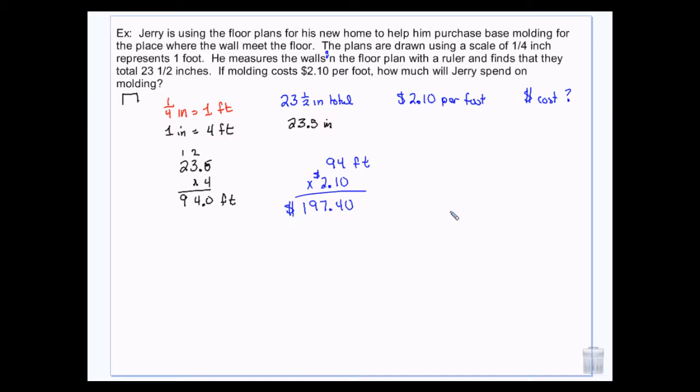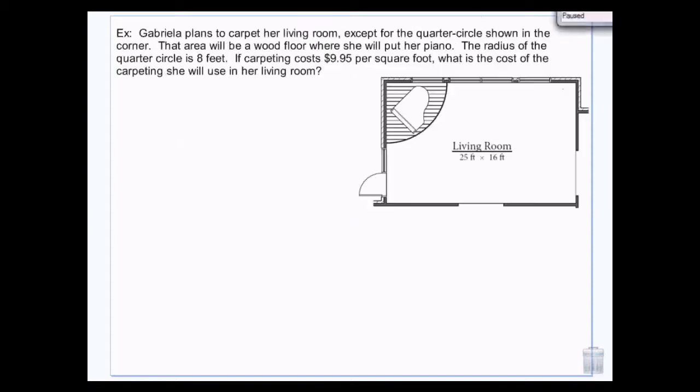And it's going to cost him $197.40, not including nails. All right, so Gabriella wants to carpet. This is all going to be carpet, except for her piano. Actually, it's not a bad idea because you shouldn't put piano on carpet. Oh, well, yeah, that's a terrible idea, but okay.